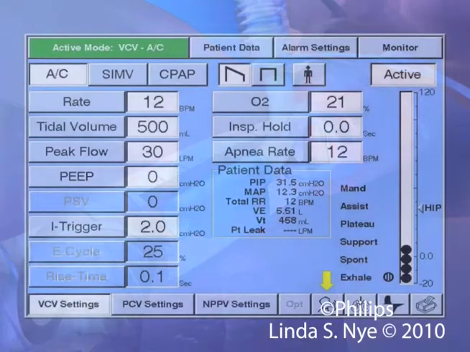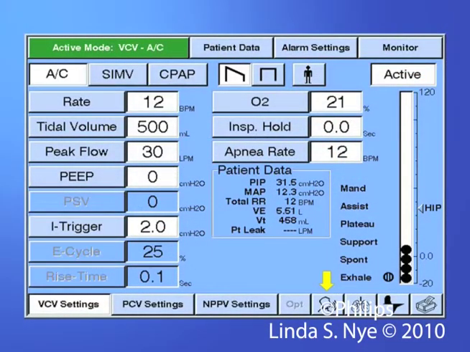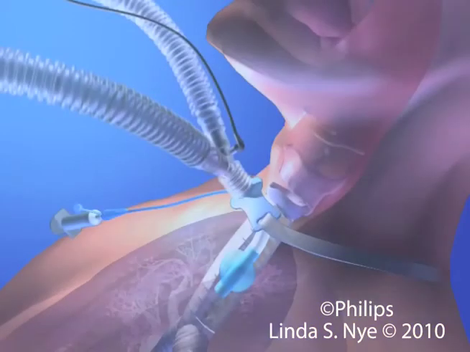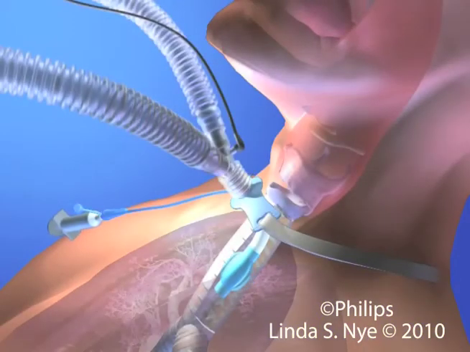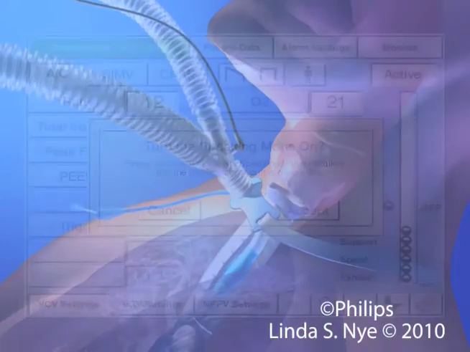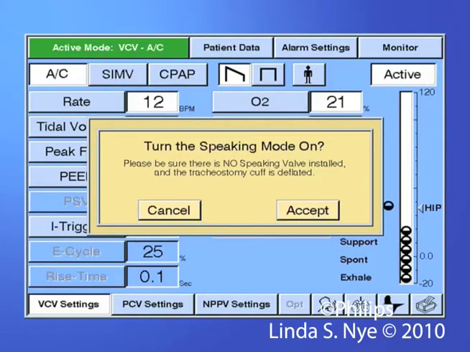The speaking mode option enables the patient to speak while on mechanical ventilation. It is selected from the ventilator's main screen by touching the button designated by the speaking mode icon under the yellow arrow. After touching the speaking mode icon, the trach tube cuff must be deflated before the next step of actually activating speaking mode. Once the cuff is deflated, simply follow the prompts on the screen to activate speaking mode.